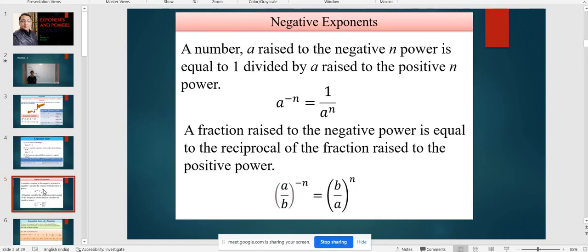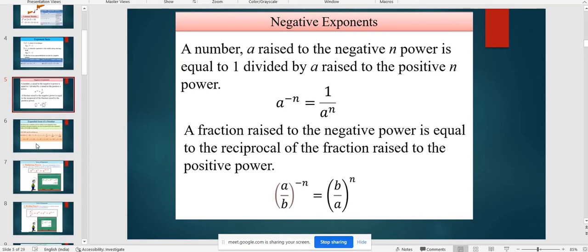Now see negative exponents. A number a raised to the negative n power is equal to 1 divided by a raised to the positive n power. That is a to the power minus n will be 1 by a to the power n. A fraction raised to the negative power is equal to the reciprocal of the fraction raised to the positive power. So a by b to the power minus n will be b by a to the power n. So you will remember this.